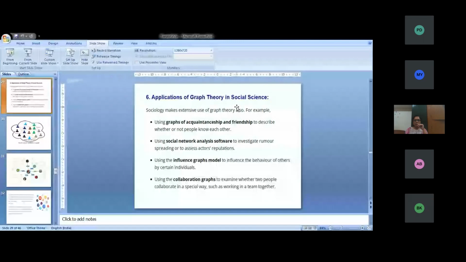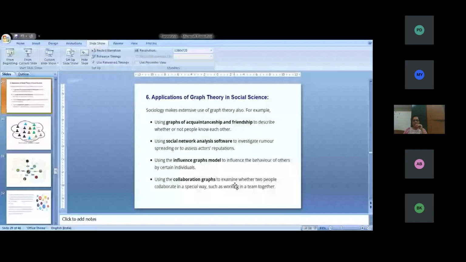Application of graph theory in social science. How are we using graph theory here? Sociology makes extensive use of graph theory also, for example, using graphs of relationships. So in social networking also we are using graph theory. We use social network analysis software to investigate rumor spreading or assess actors' reputations. We use influence graph models to study how certain individuals influence the behavior of others, and collaboration graphs to examine whether two people collaborate in a special way, such as working together in a team.